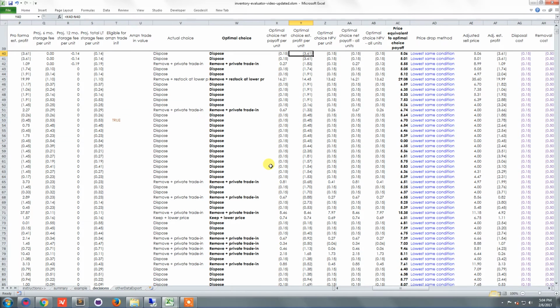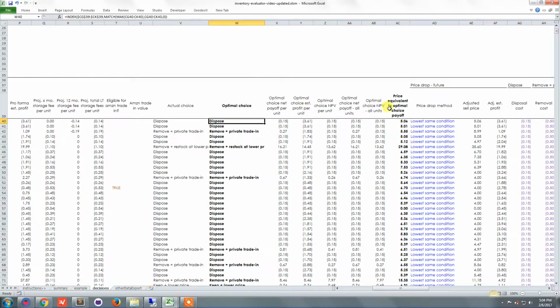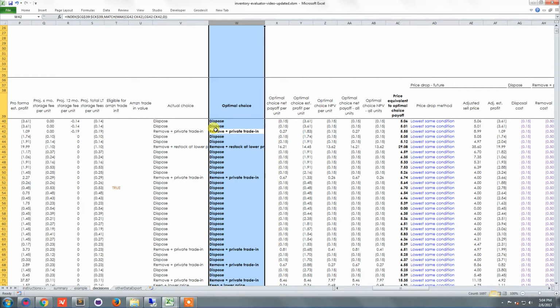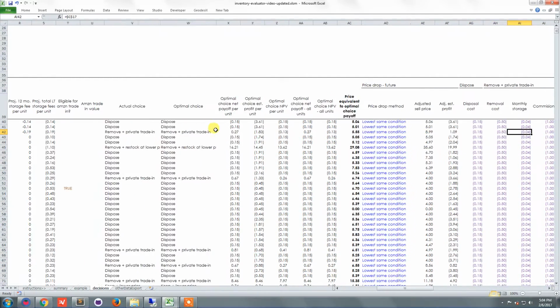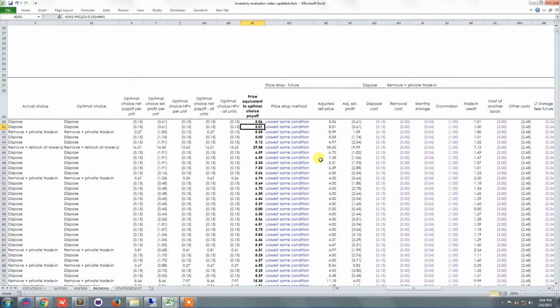So let's show you how to actually set your prices according to the optimal payoff. And in column AC, I'm going to unbold this column so it's not distracting. In column AC, the tool is telling us the price that's equivalent to our optimal choice payoff, which is just a fancy way of saying, what is the price that I need to set it to give me the same payoff as my optimal alternative?